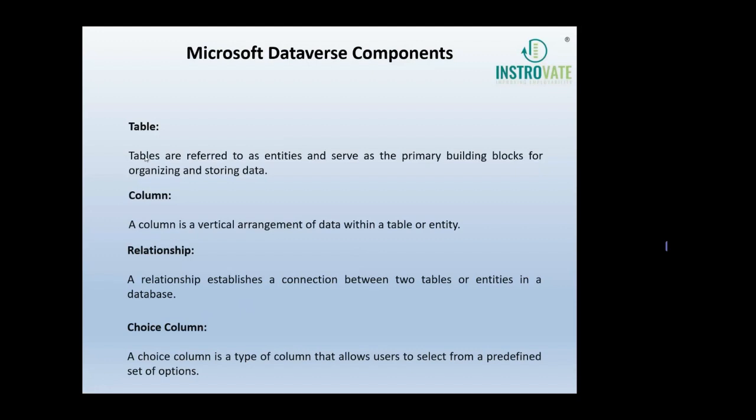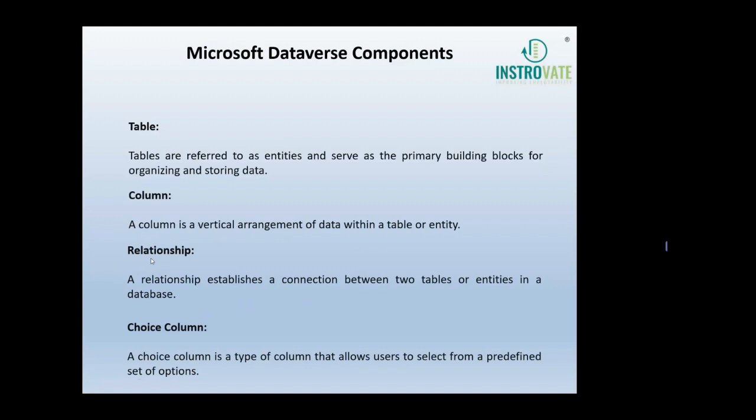So you cannot move forward without this component. That's why we are saying it's a primary building block for organizing and storing data. Now, column. A column is a vertical arrangement of data within a table or entity. Relationship. A relationship establishes a connection between two tables or entities in a database.